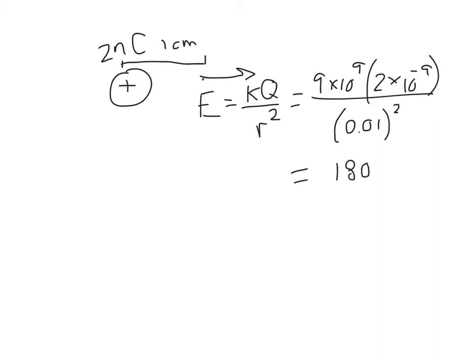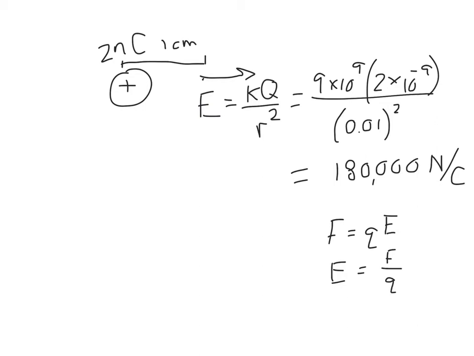And so the answer we're going to get will be 180,000. 180,000 what? All right, the units for an electric field are, in fact, newtons per coulomb. Where that's coming from is the equation that I wrote down a minute ago, F equals QE. If you solve that equation for E, then it's F over Q. Force is measured in newtons, and Q, charge, is measured in coulombs.